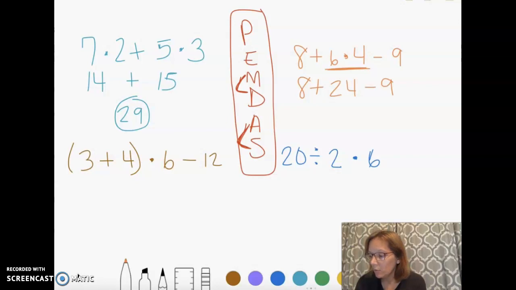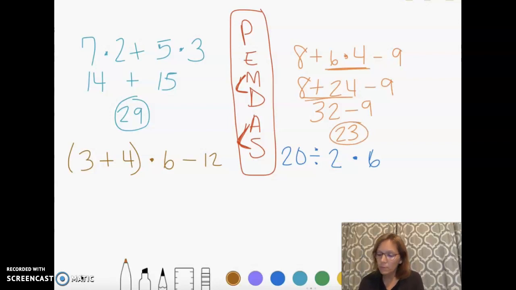8 plus 24 is 32. Bring down that minus 9 because I haven't used it yet. And then 32 minus 9 is going to be 23. Next problem.